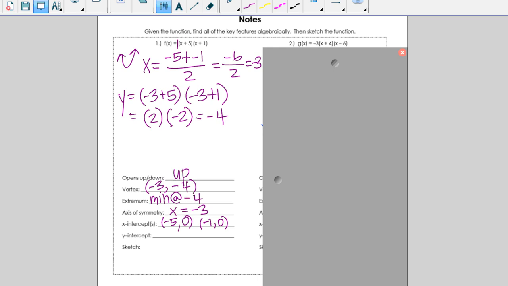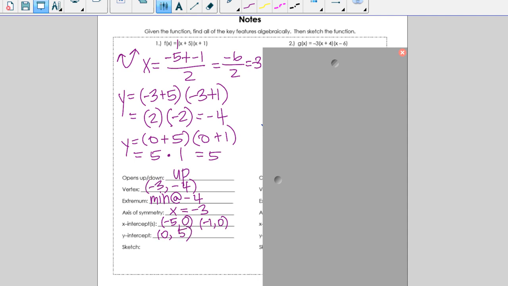And then the last thing we need to do is figure out our y-intercept. Well, remember with every y-intercept, x is 0. So if x is 0, I'm going to have 0 plus 5 and 0 plus 1. Obviously, you guys can probably do this without writing it all out, which is great. You end up with 5 times 1, which is 5.